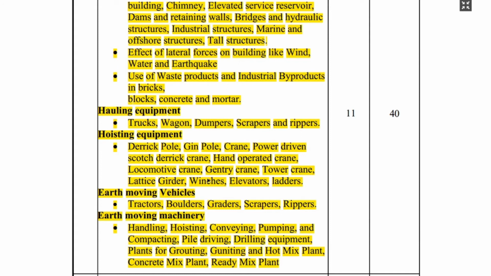Hoisting equipment. Crane. Hoisting is to hold something. So the cranes, which are the different types of cranes. Normally, when we pass through the 150-foot ring road, we will see the hoisting equipment on which the construction is ongoing. So these are the hoisting equipment.